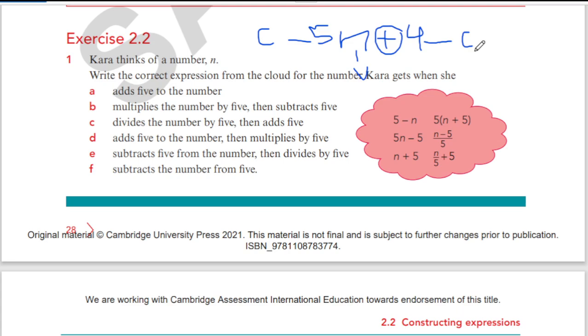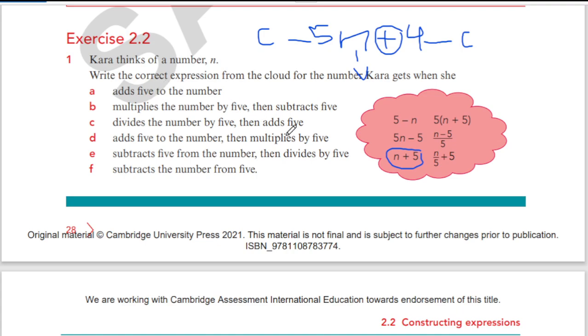In exercise 2.1, question number 1 is that Kara thinks of a number that is n. She assumed a number n, and they're saying you have to write the correct expression from the cloud for the number Kara gets when she adds 5 to a number. She assumed the number is n. When she adds 5, what will be the expression? So the expression will be n plus 5.